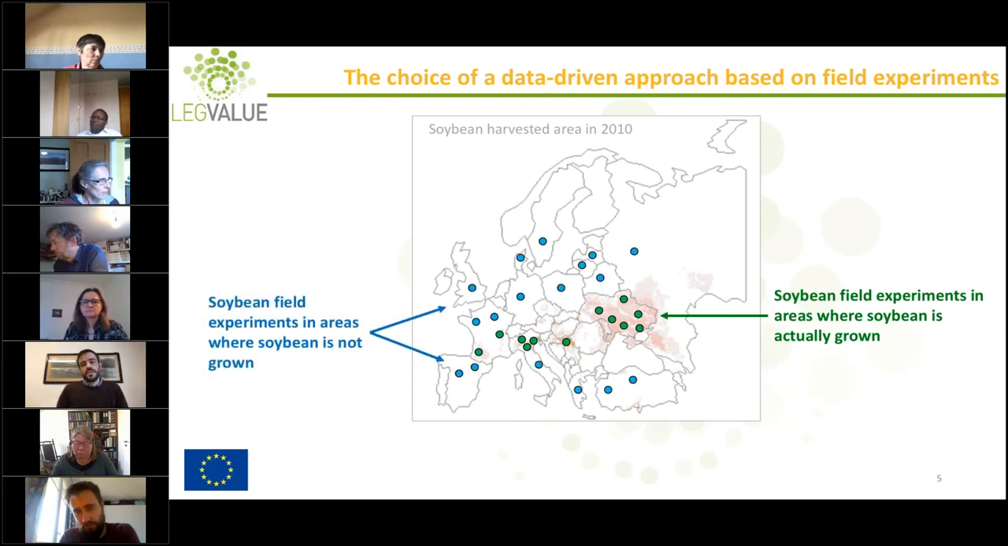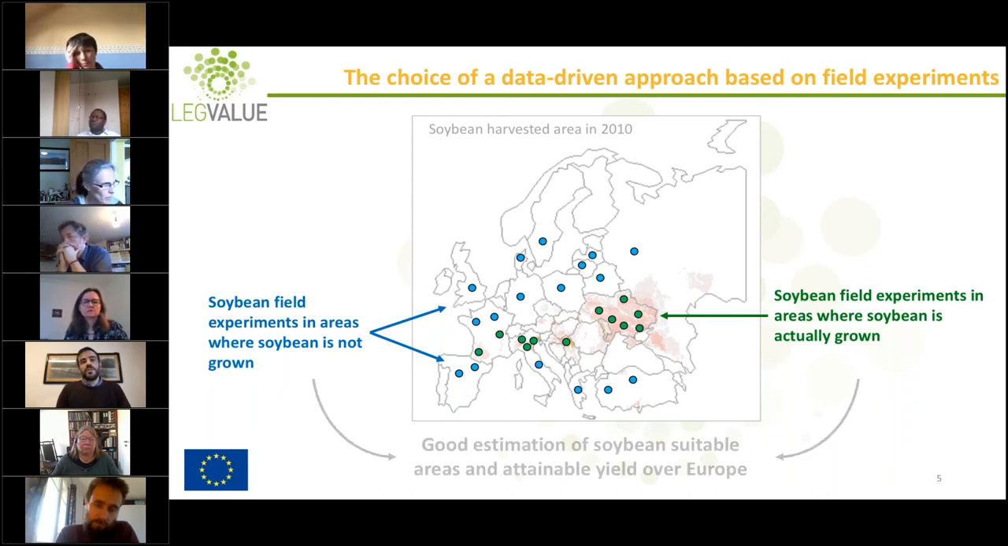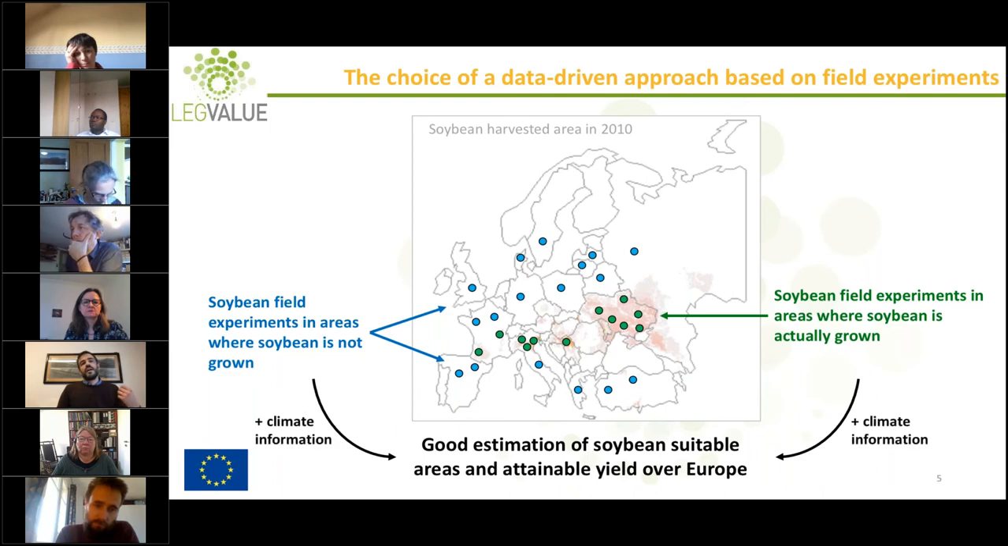Then we integrated the data set with other experimental data that were not published, in order to enlarge the geographical coverage of our data set and to be able to estimate, together with climatic data, the potential yield obtained by the legumes in places where legumes are not well represented or have never been grown.